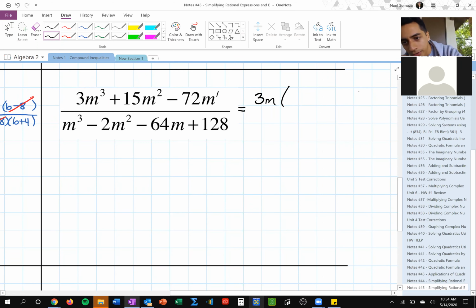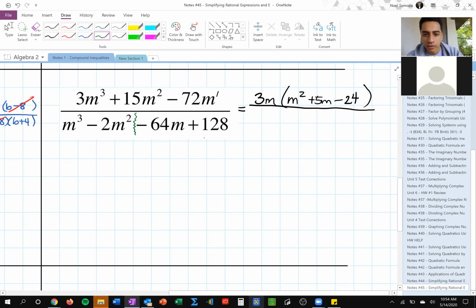All right, then the rest of the factor is going to say m squared plus 5m minus, I believe it's 24. Yeah. Okay, 24. Okay, all over. And now in the denominator, when we have 4 terms, we talked about this last time, we're gonna have to do some grouping, right? So we're gonna split this down the middle here. And we're gonna look for the GCF of the first 2 terms first, and then we'll look at the GCF of the last 2 terms. Okay, so let me go ahead and do this here.